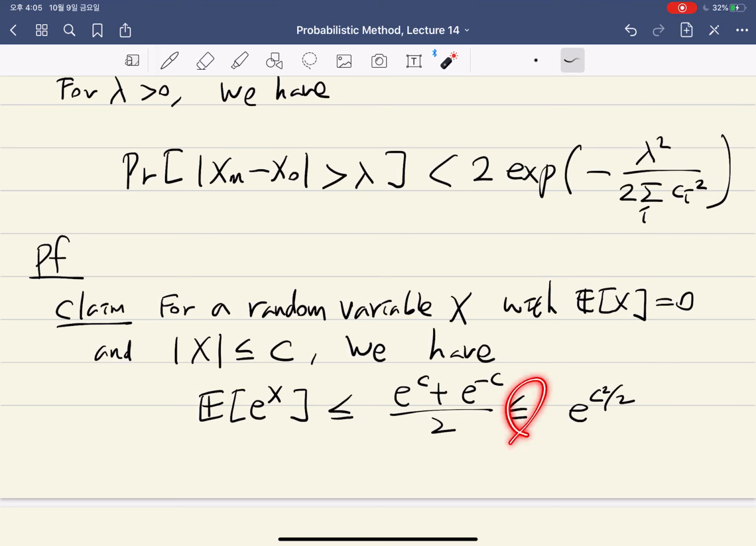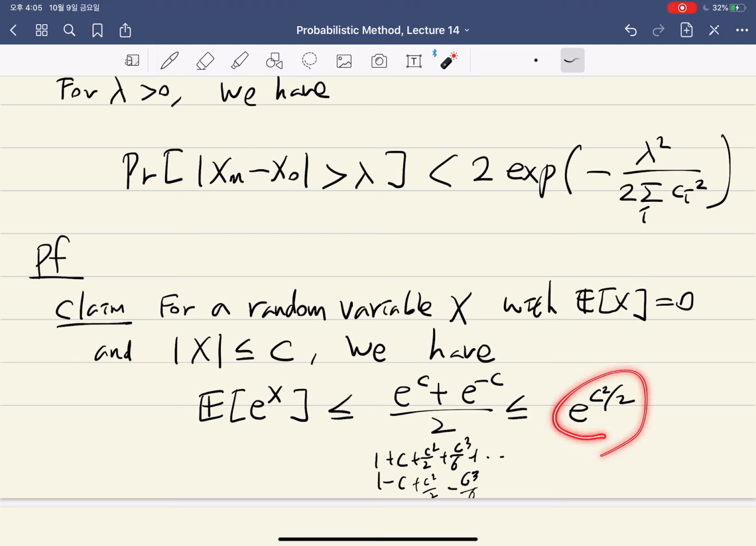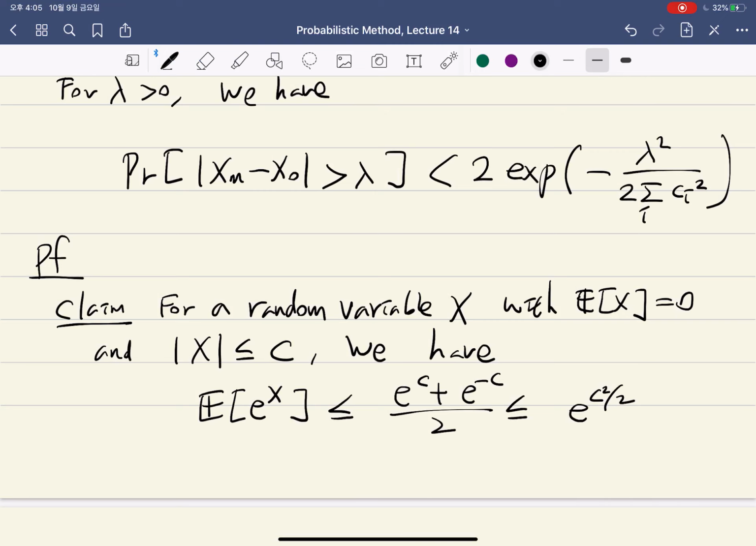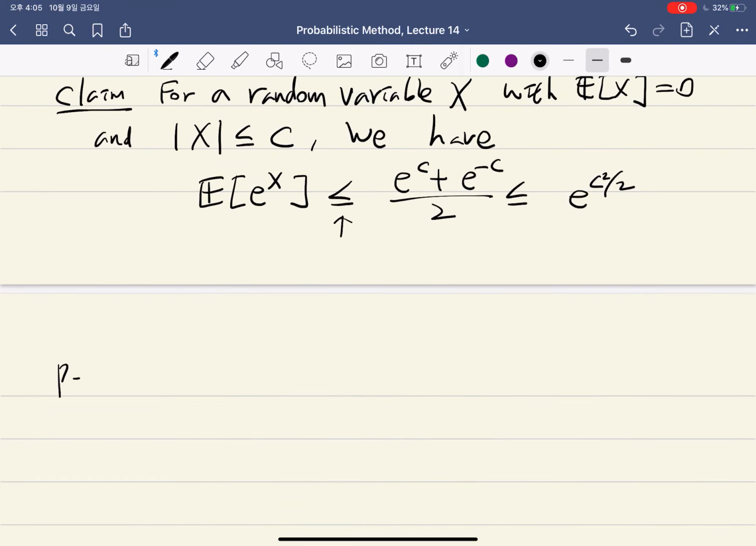2. The last inequality is not so difficult because you just take the Taylor expansion. Then this is 1 plus c plus c squared over 2 plus c cubed over 6 and so on. This is the same but alternating sign. And you add them together, then this part cancels out the remaining one, and you divide by 2. Then you compare that with the Taylor expansion of this. Then the last inequality is not too difficult, but we also have to prove the first inequality.